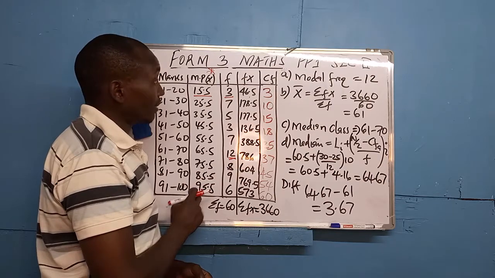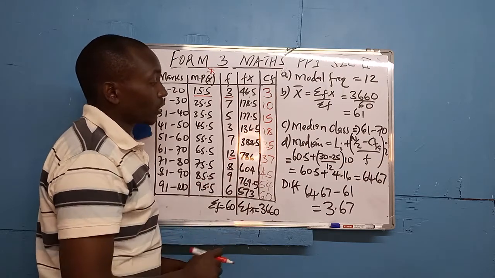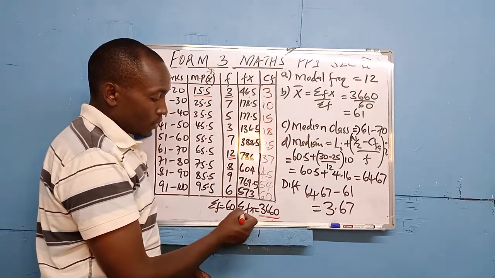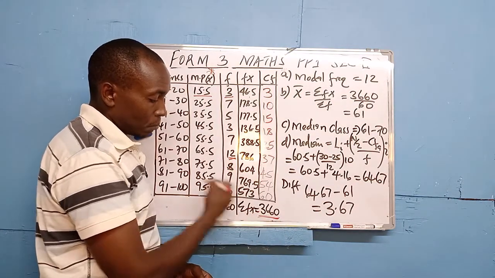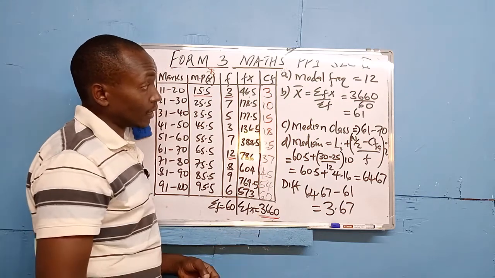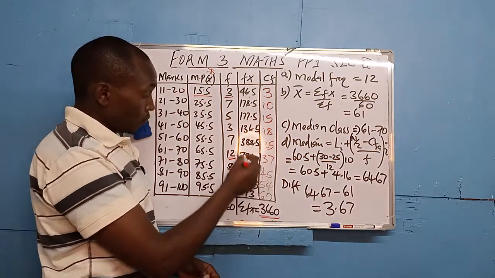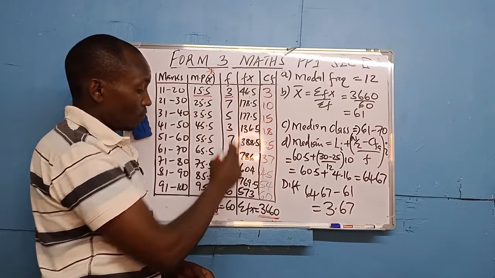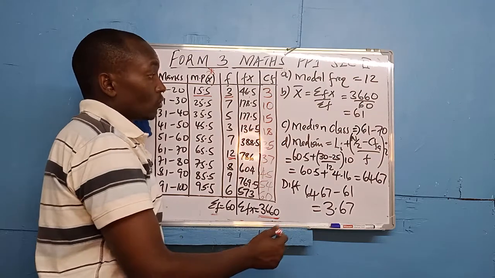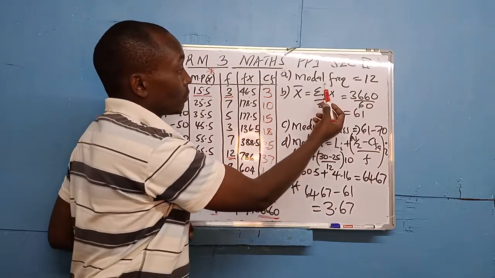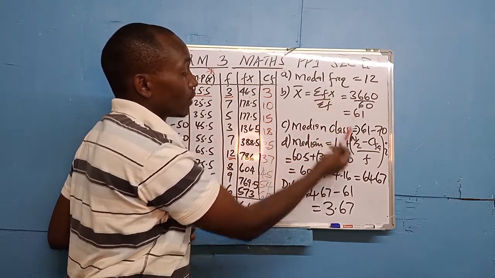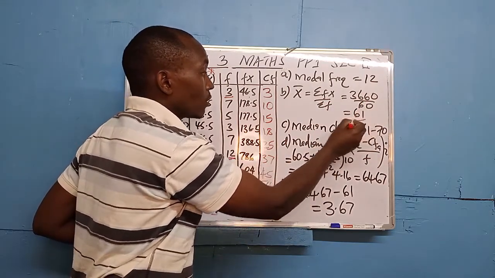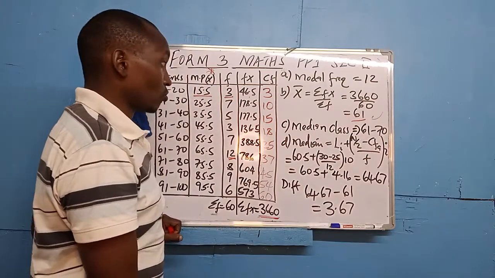You multiply the x by the frequency. Of course, you get the fx. Then you add all of them, the summation of fx, the frequency times the midpoints, it's 3,660. And of course, you have worked out the summation of frequency, or the frequencies added, it is 60. So the way to get the mean, it will be the summation of fx divided by the summation of frequencies. You divide, then you get 61. So the mean is 61.